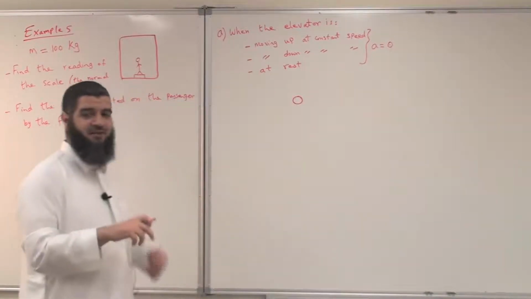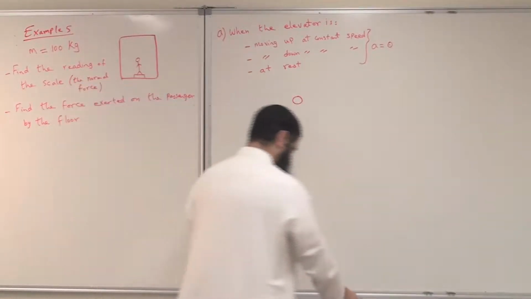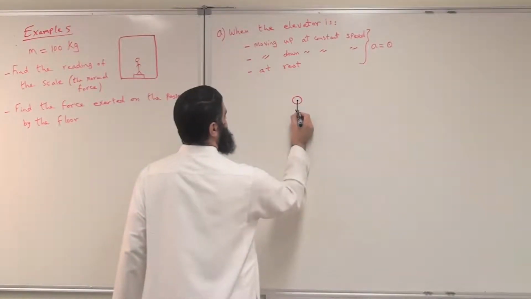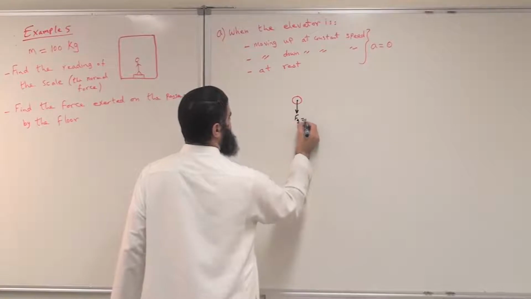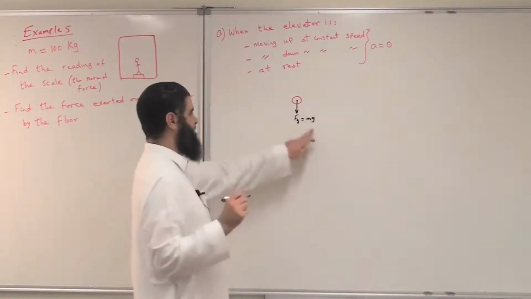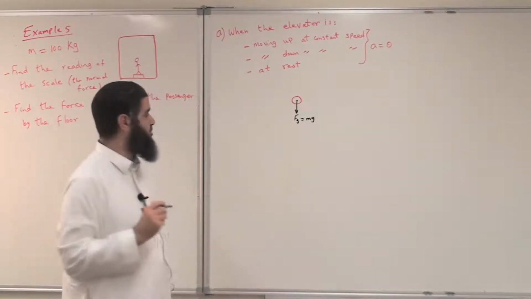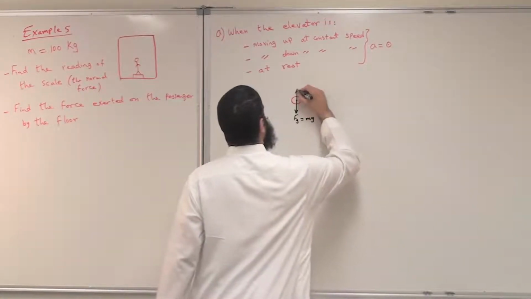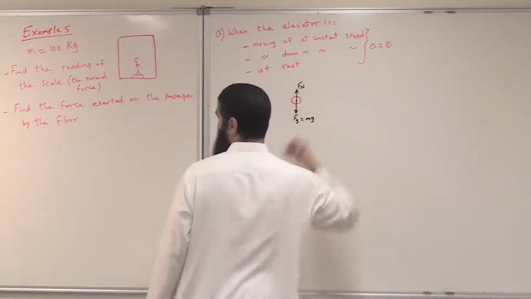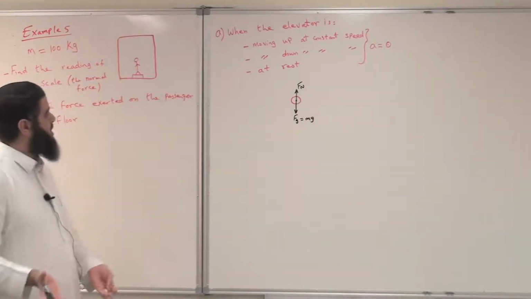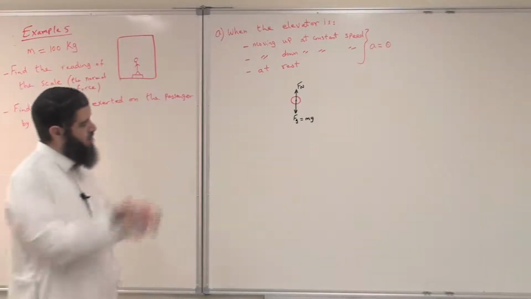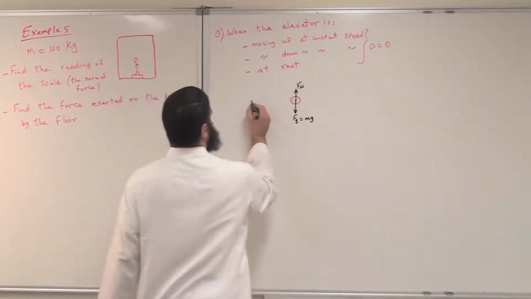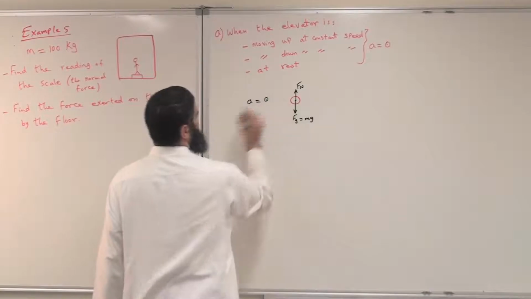What are the forces acting on this passenger? We know Fg is downward, and Fg is nothing but mg. This is its magnitude, and its direction is vertically downward. And there is the normal force, which is the force exerted by the floor or the scale on the passenger. And in this case, the acceleration is equal to 0.